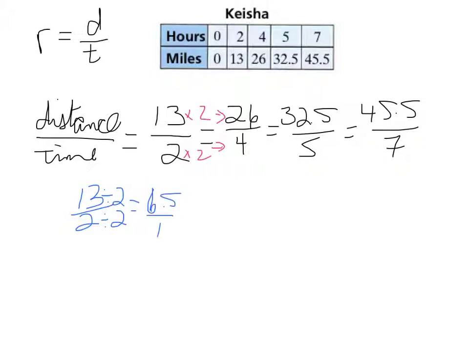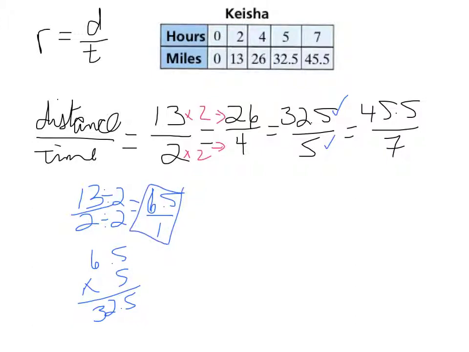6.5 over 1. So each hour is going to be equal to 6.5 miles. So if we want to see if 5 works, we're going to take 6.5 times 5. So 5 times 6.5 is 32.5. So this is in proportion because it follows our unit rate that we just figured out.